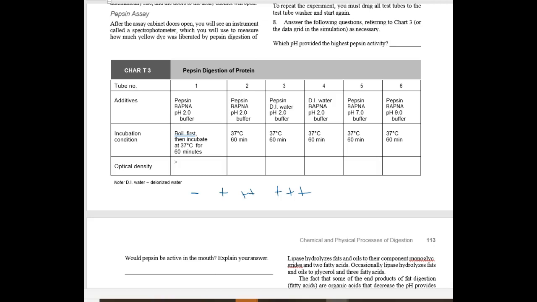All right, then again, we look at tube number 1. Pepsin, BAPNA, pH of 2. Hey, pH 2, should that work? Should that not work? Let's think about where pepsin usually functions. Pepsin usually functions in the stomach. You're all thinking stomach, I know that. And the normal pH in the stomach is somewhere around a pH of 2. So this is actually a good pH for pepsin.